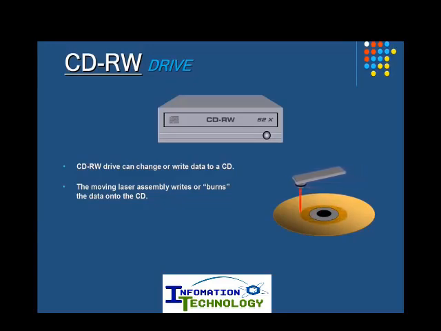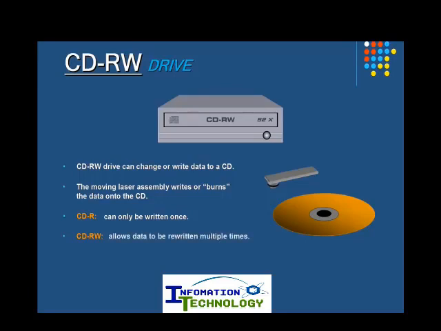There are two different kinds of CDs that can be written to: a CDR, which stands for CD recordable, or a CDRW, which stands for CD rewritable. CDRs can only be written once, but a CDRW allows data to be rewritten multiple times. And CD-ROMs hold approximately 700 megs of data.